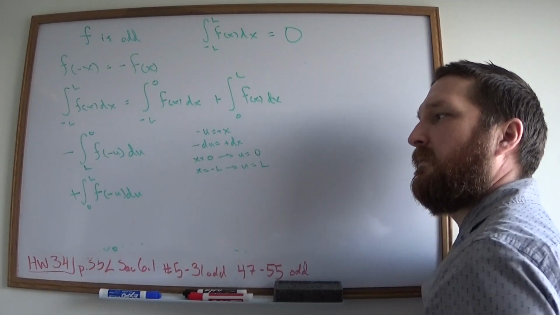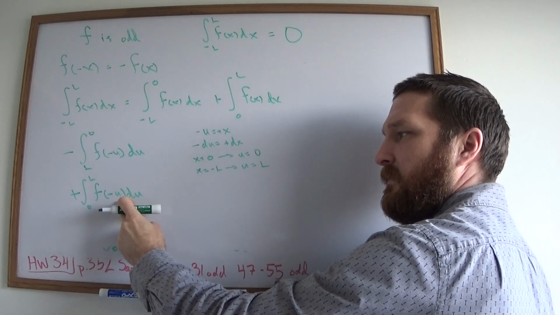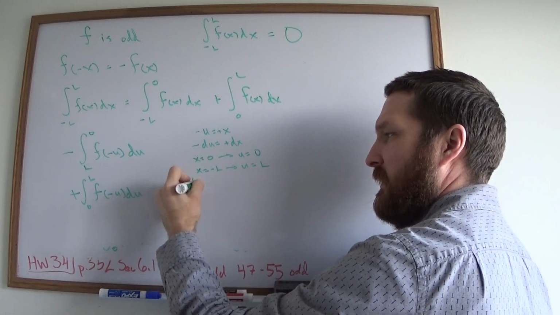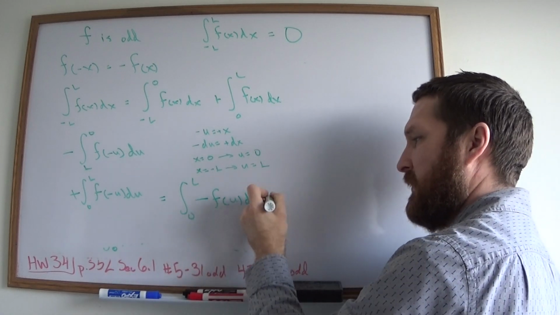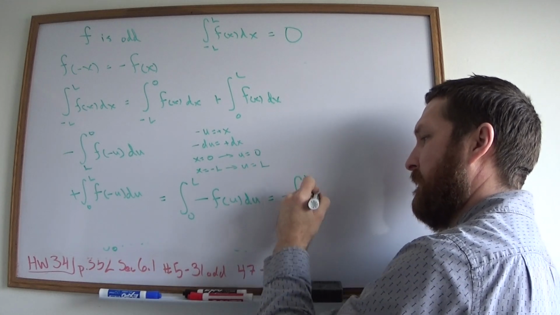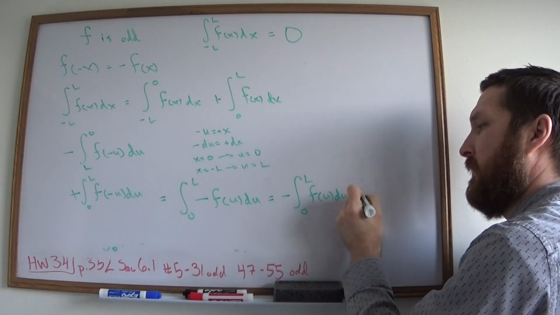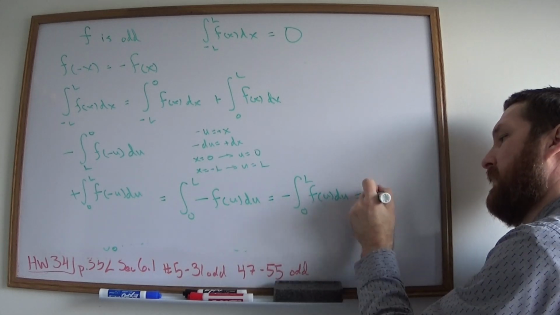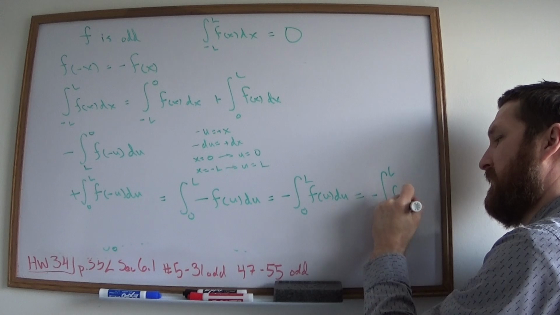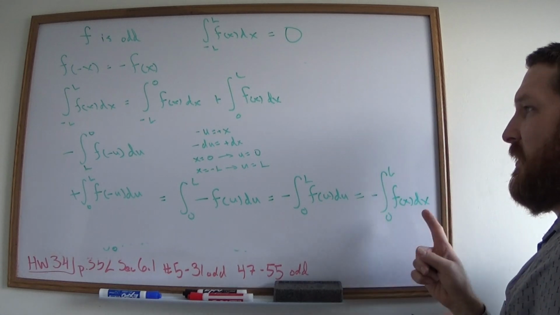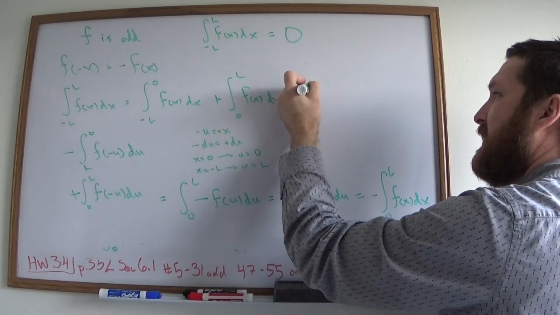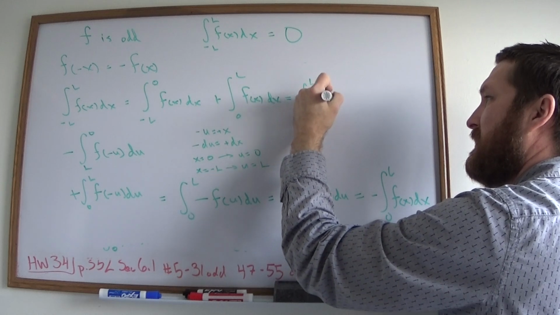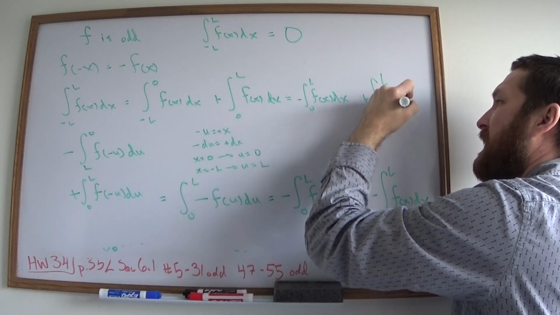But f is odd. So f of negative u is the same thing as negative f of positive u, and then pull that negative out, which is negative this integral here. Then do an x substitution and get negative the integral from 0 up to L of f of x dx. So this thing is the same thing as negative the integral from 0 up to L of f of x dx. And then I add that to the integral from 0 up to L of f of x dx.